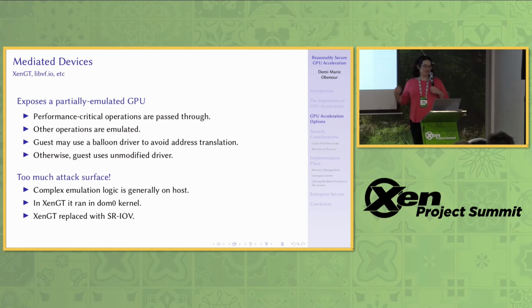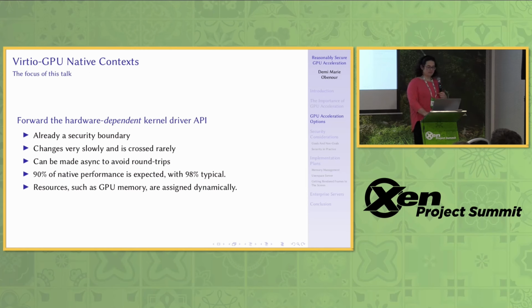So it's kind of nice if you have to support a guest for which you can't change the driver, like Windows. But this has too much attack surface also. The complex emulation logic is on the host, and in the case of XenGT, it actually ran in the Dom0 kernel. I think this is because it had to virtualize the GPU for Dom0 as well. And also the trend is to move away from this technology. Intel replaced GVT-g, which is what XenGT used, with hardware SRIOV in their later chips.